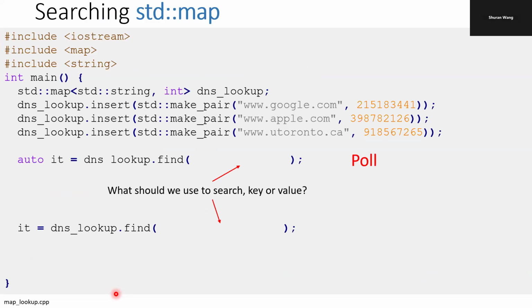Now, searching in the map. So if we want to look up in the DNS lookup, what should we use to search, the key or the value?